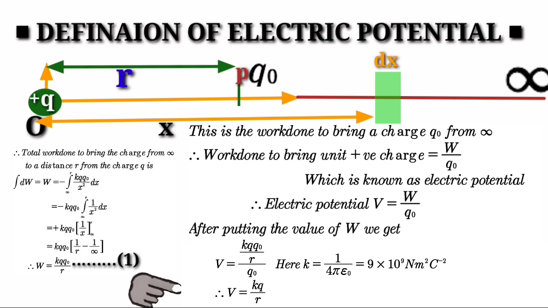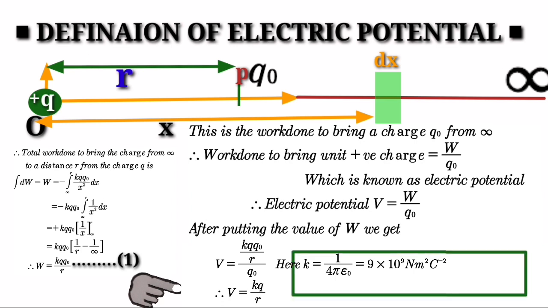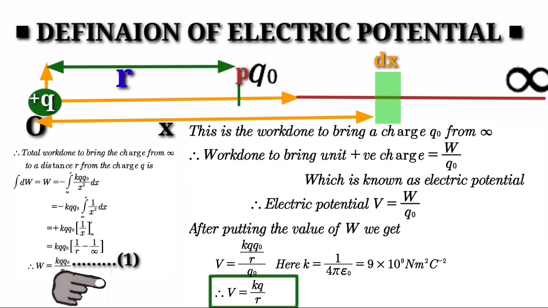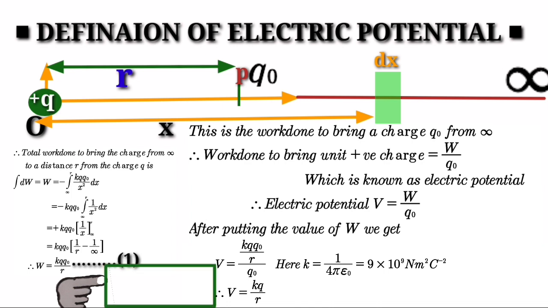Here, k = 1 by 4 pi epsilon naught, which is equal to 9 times 10 to the power 9 Newton meter squared Coulomb to the power minus 2. Therefore, this is the expression of electric potential due to a point charge. Therefore, the expression of potential due to a point charge is V = 1 by 4 pi epsilon naught times Q by r.